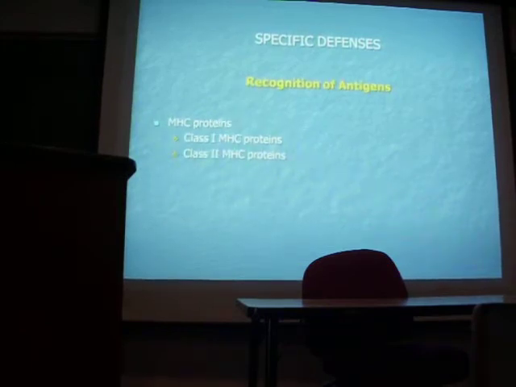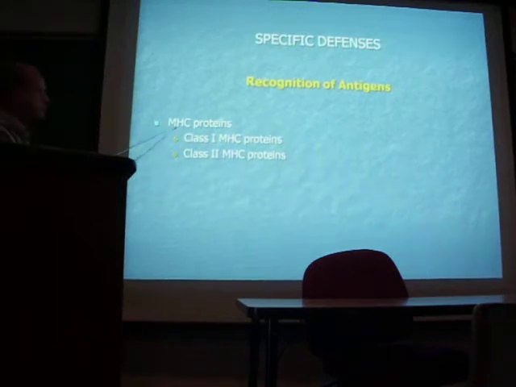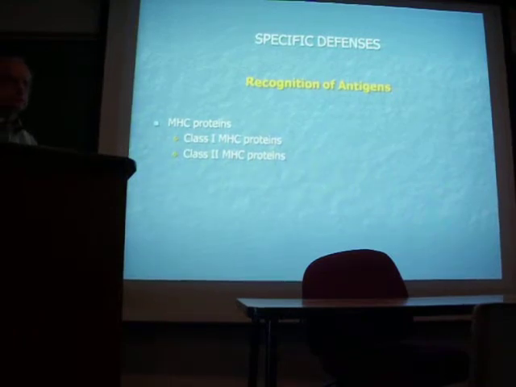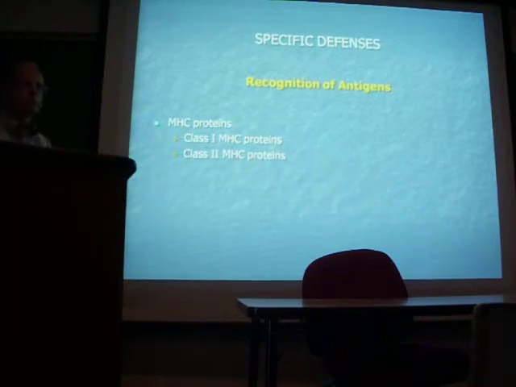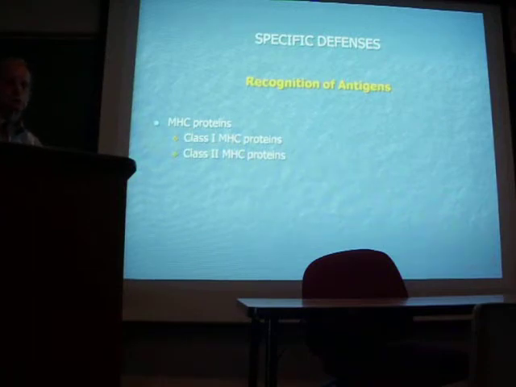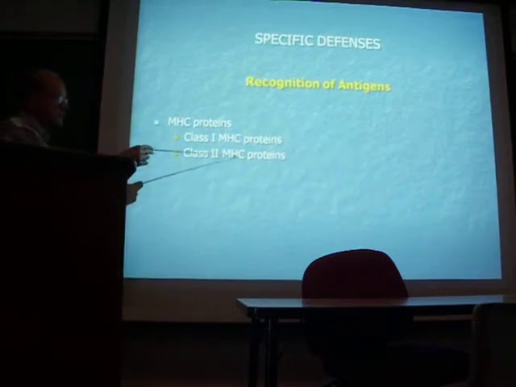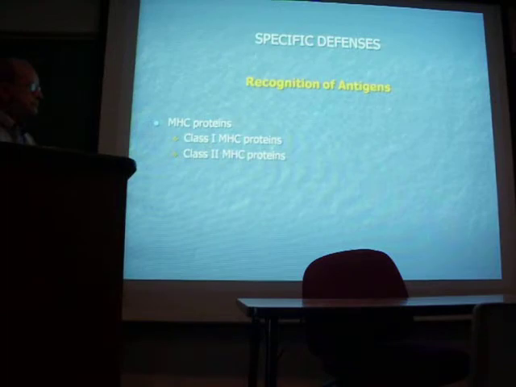Now, as far as recognition of antigens is concerned, we have some special proteins that do this in our cells. They're known as MHC proteins. That stands for Major Histocompatibility Complex. There are two classes of them. Class 1 MHC proteins present antigens on the surface of tissue cells, fixed tissue. Class 2 MHC proteins present antigens to T cells in body fluids.